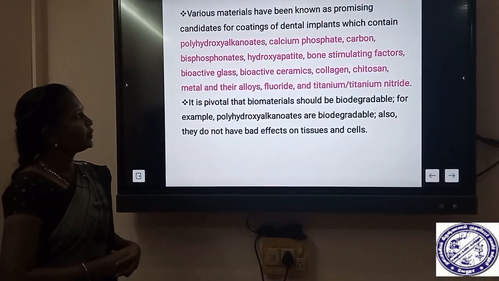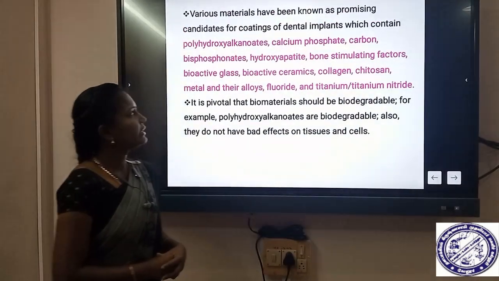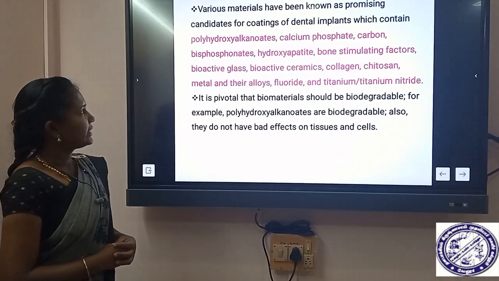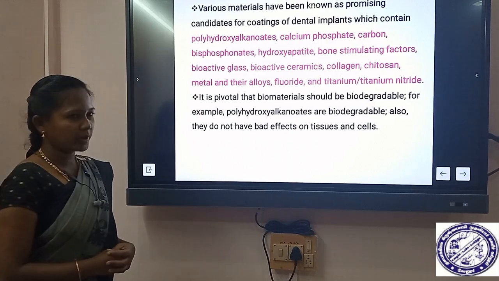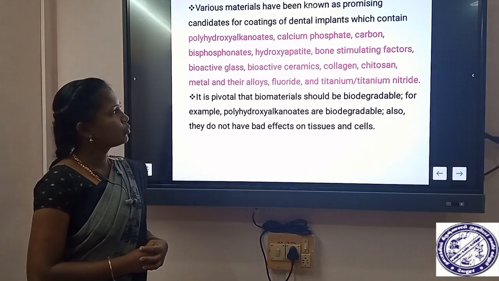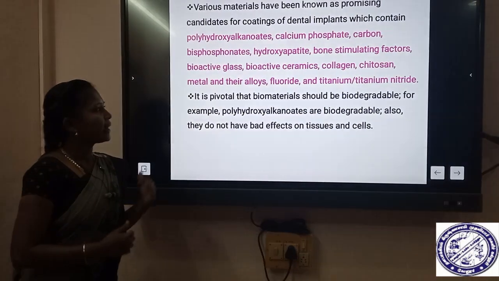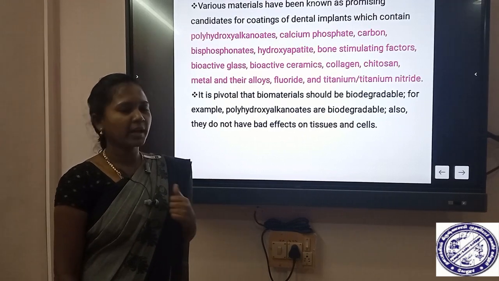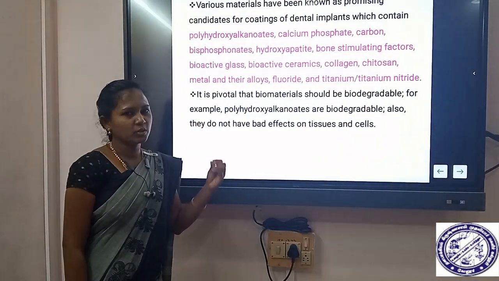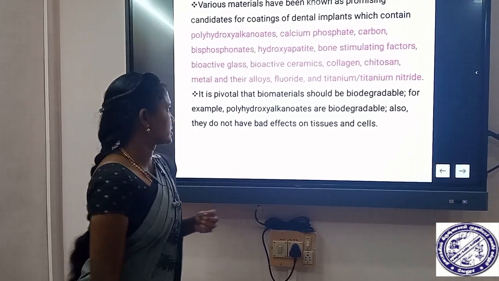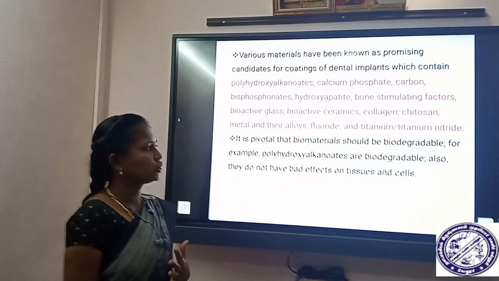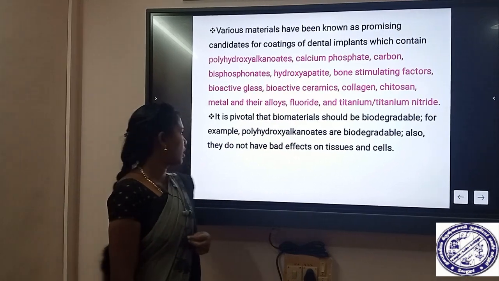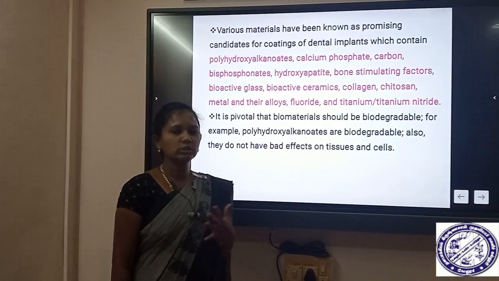Various materials are known as promising candidates for coating dental implants. So what are the biomaterials used in dental implants? Those are polyhydroxyalkanoates, calcium phosphates, carbon, bisphosphonates, hydroxyapatite, bone stimulating factors, bioactive glasses, bioactive ceramics, collagen, chitosan, metals and their alloys, fluorides and titanium nitride. Titanium is a familiar one used in root canal treatments. It is pivotal that biomaterials should be biodegradable. For example, polyhydroxyalkanoates are biodegradable. Also, they do not have bad effects on tissues and cells.